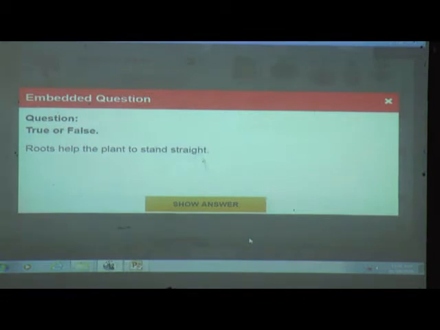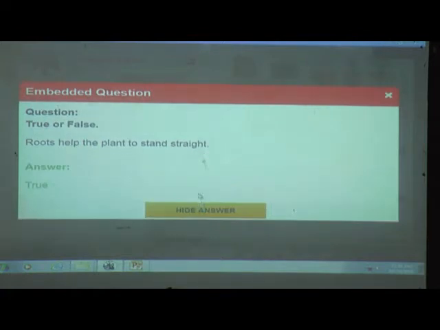True or false? Roots help the plants to stand straight. Just now you have seen in the animation. Do they help plants to stand straight, students? Tell me. Yes, true. Because of the roots only they can stand properly. Isn't it? We have seen the climber plant, the kiwi plant. Why can they not stand properly? Because they have a very weak stem. They don't have roots properly, so they cannot stand, isn't it? So roots help the plants to stand.